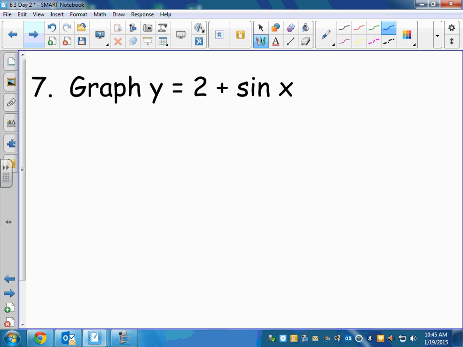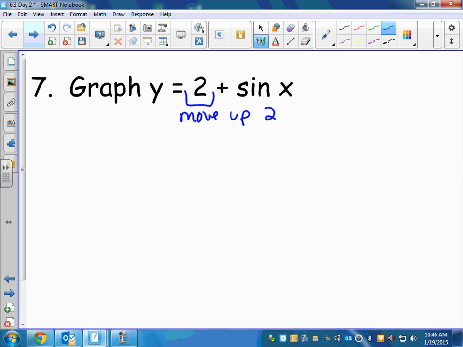It moves it up or down. So when they add or subtract a number to your trig function, it's going to be that same wavy line. It's going to be the same angles that you graph. But what's going to be different is we're going to shift it up or down. And in this case, this means that it's going to move up 2 units. So all those same numbers that we got, we're going to have to add 2 to it.